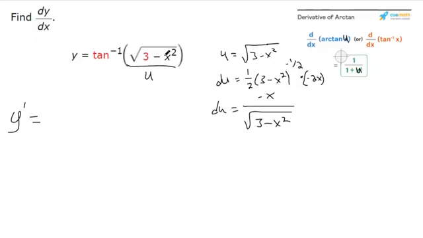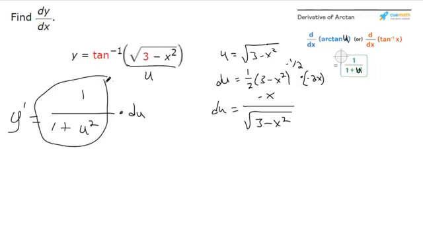So when we're trying to find y prime, the derivative of y with respect to x, it's going to be following our formula for the derivative of arctangent. It's 1 over 1 plus u squared times du. I'll put the x's in after. Derivative of arctangent of u is 1 over 1 plus u squared times du, the derivative of u with respect to x.